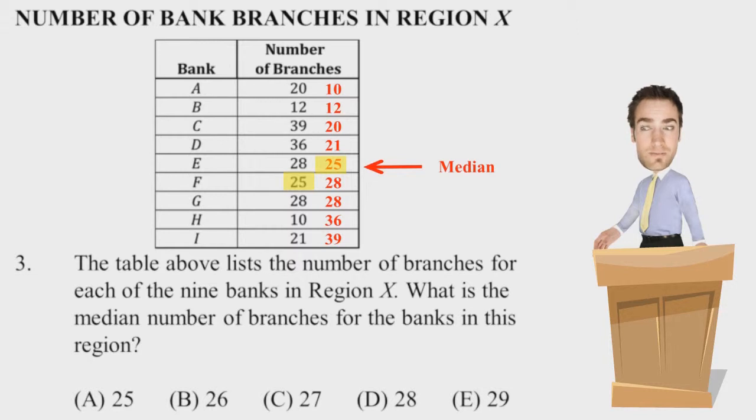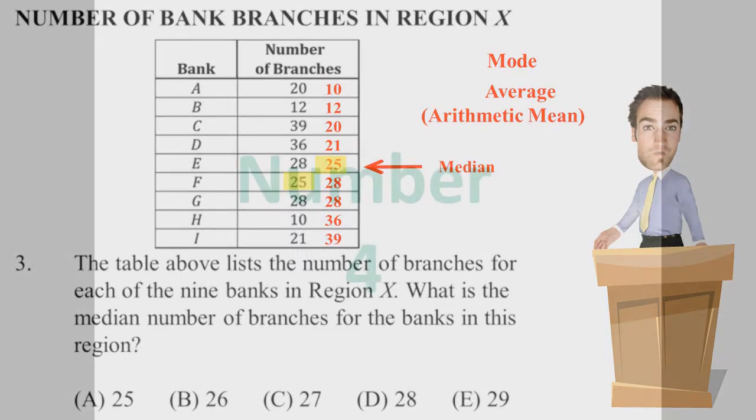Note that you also have to know what the mode is. The mode is just the most common item. If you notice on this list, the only thing that shows up more often than once is 28, so the mode would be 28. And you also have to figure out what the average is. On the SAT, they call that the arithmetic mean. You would have to add all of these items up and divide it by 9 in order to get the average. So this was easy. All you had to do was look at the list, order it in the correct fashion, and find out the answer is, in fact, choice A.